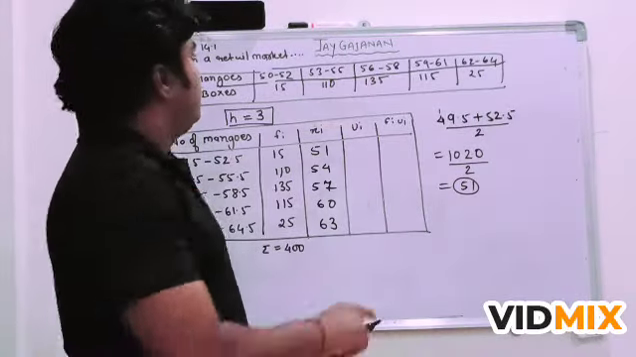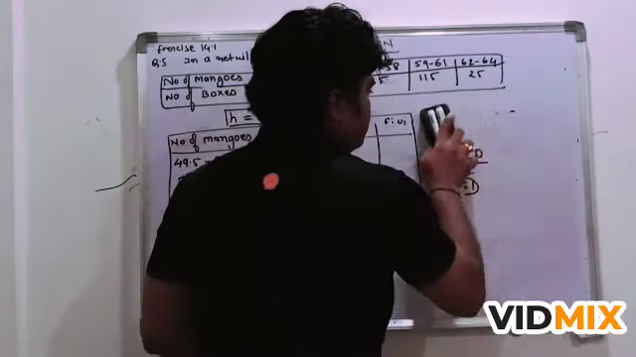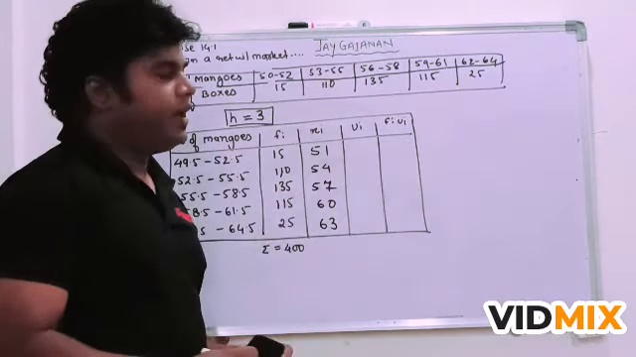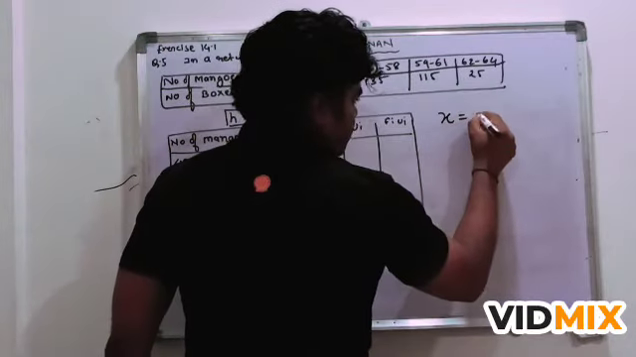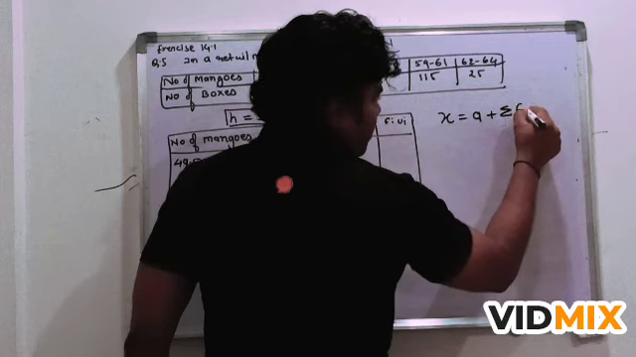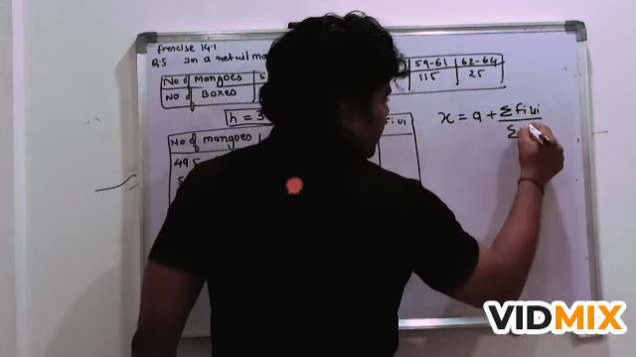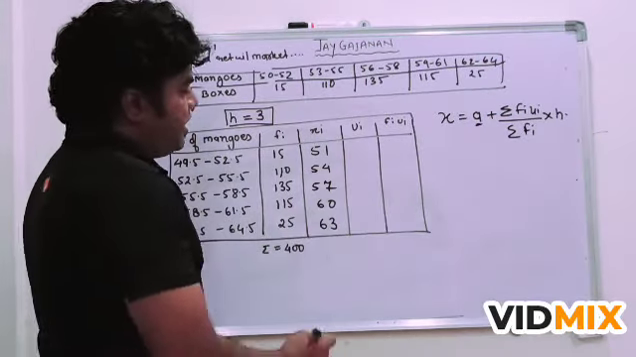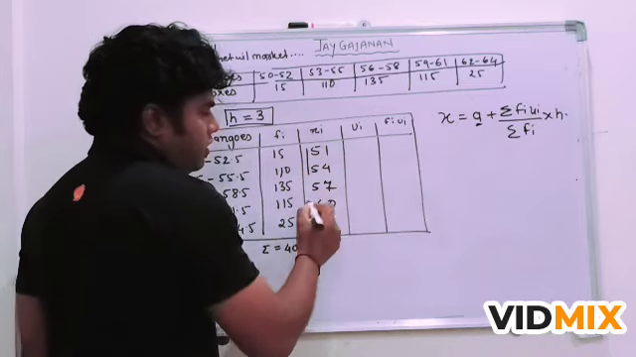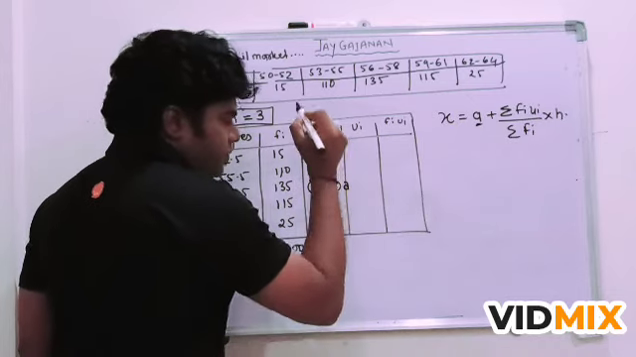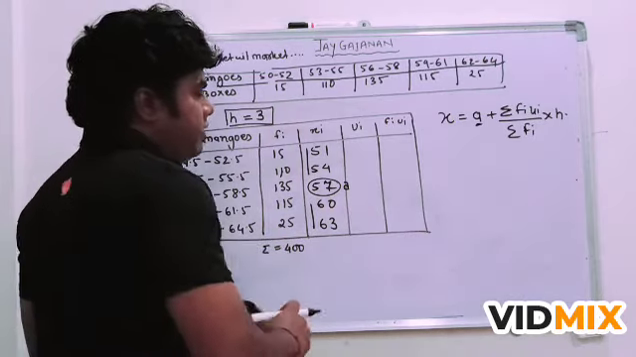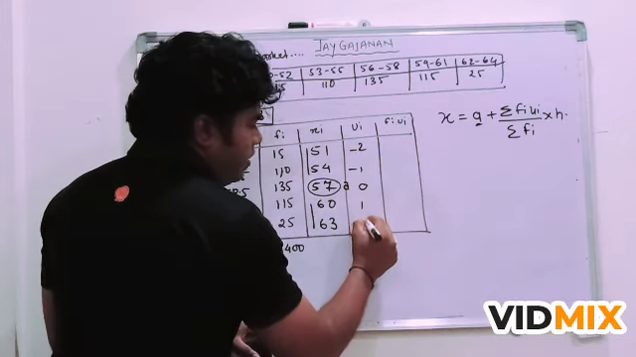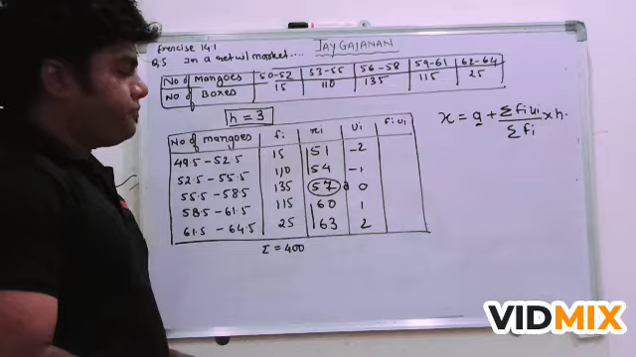Now we have to solve this. To find ui, we will write the formula first. Mean is equal to a plus summation of fi ui upon summation of fi, into h. This is the formula. We have to find a. I have already told you how to find a. This will be a, the assumed value. If this is a, then the values in front of it will be 0, minus 1, minus 2, and then 1, 2.